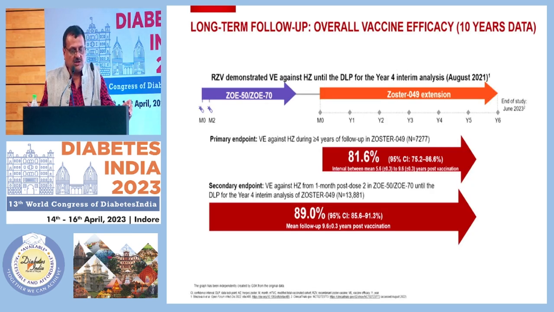Now, the long-term follow-up of overall vaccine efficacy has been seen with data of 10 years, and it was seen to be 81.6% and 89% in the primary endpoint and in the secondary endpoint.